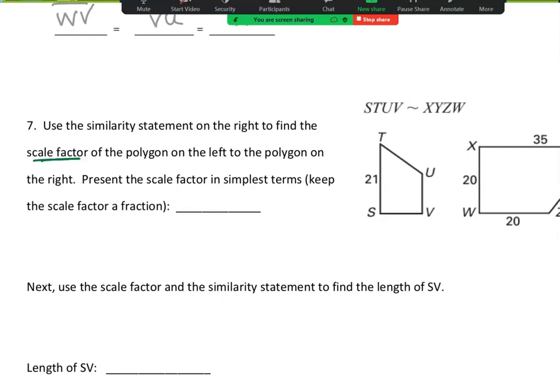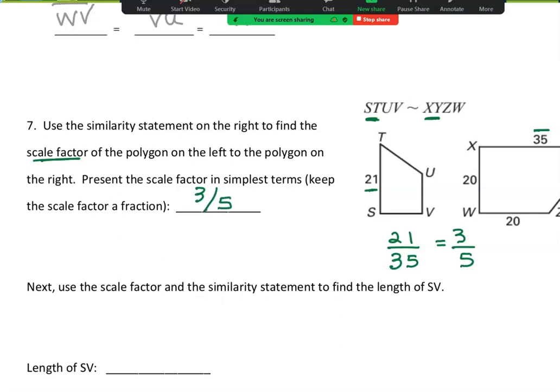Okay, so let's see what we have. In the shape to the left, I only have one value, and that's 21. Those are the first two letters. Match up the first two letters over here, which is our X, Y, and that's going to give me 35. So 21 over 35 is my proportion. Now, both of these numbers are divisible by 7. 7 goes into the numerator 3 times. 7 goes into the denominator 5 times. And my scale factor is 3 to 5. And that's the reduced form.